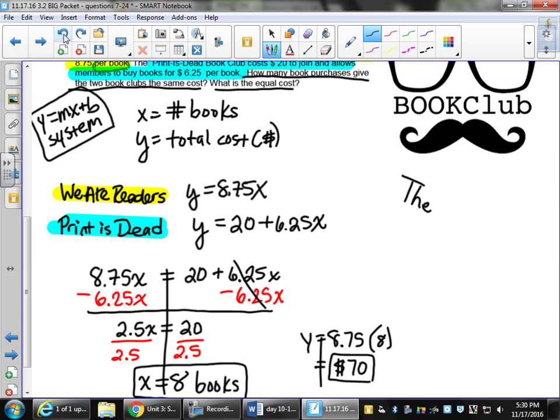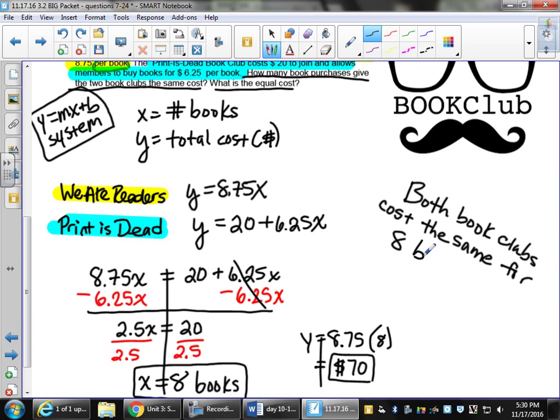Both book clubs cost the same for 8 books. The equal cost is $70. That's it.